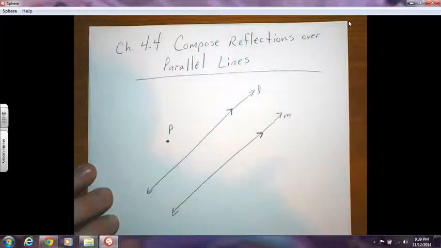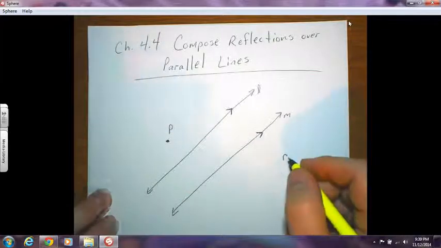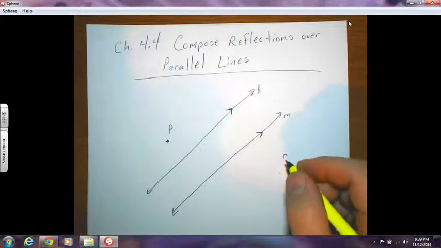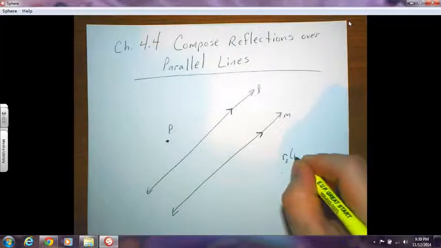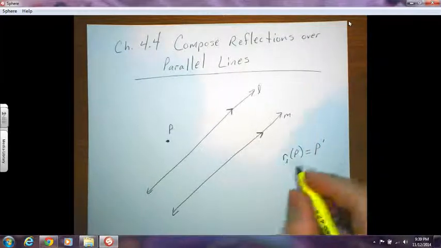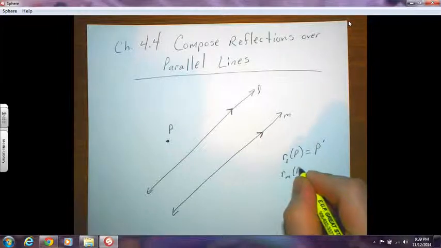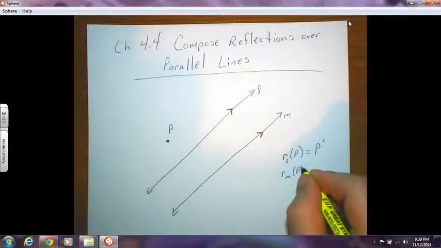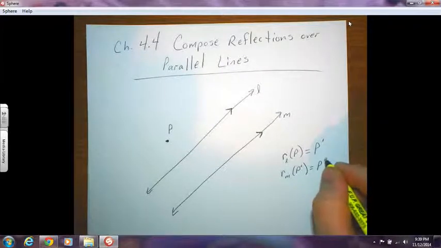We want to look at the reflection over line L of point P. And we know that that's going to go to P prime. And then we're going to take P prime and we're going to reflect over line M. And that's going to give us a new point, P double prime.